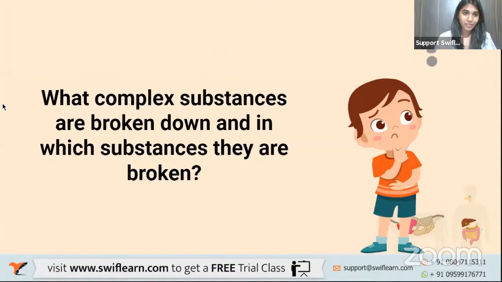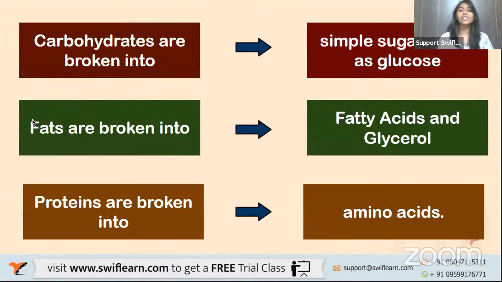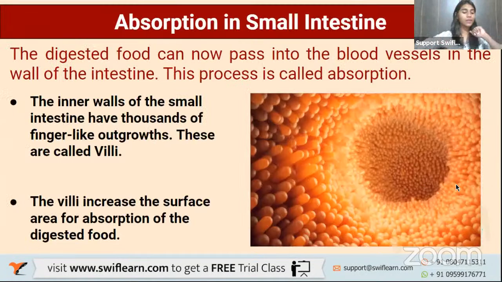Moving ahead, what complex substances are broken down, and into which substances are they broken down? Digestion means breaking down of nutrients. We already know carbohydrates are broken down into simple sugars such as glucose, lactose, fructose, etc. Your fats are broken down into fatty acids and glycerol, and proteins are broken down into amino acids. Shall we go ahead? Is there any doubt?